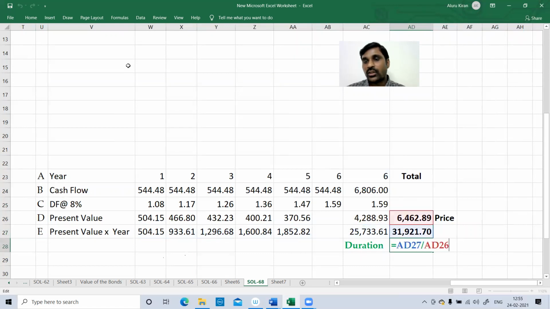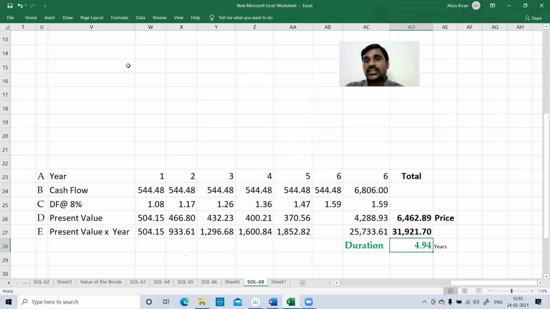That is the duration. How did you get the duration? 31,000 divided by 642, the sum of the products. This is what the duration is: 4.94 years, which is rounded off to 5 years. So this immunization is happening.